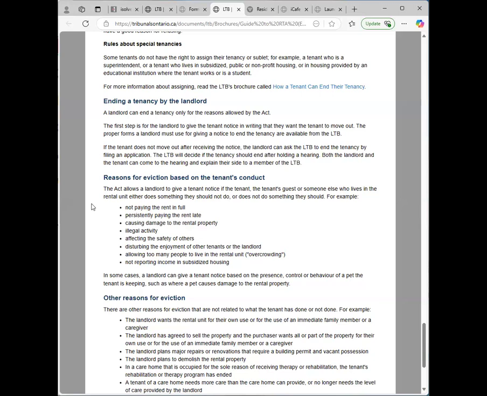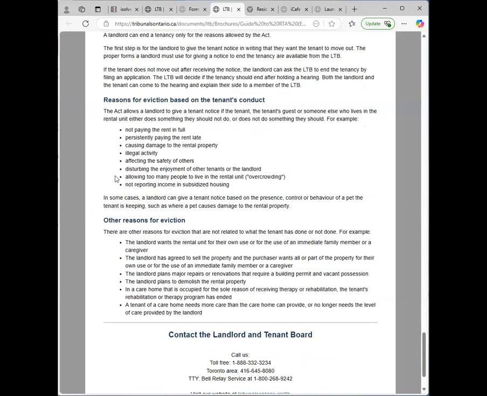Please do not tolerate that. If the tenant is causing safety issues, disturbing the quiet enjoyment of other tenants or the landlord, or there are too many people, there are plenty of reasons related to tenants' conduct for a landlord to evict them.